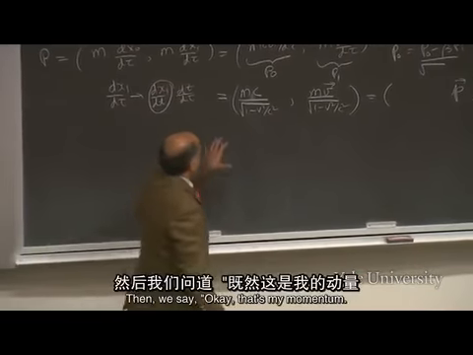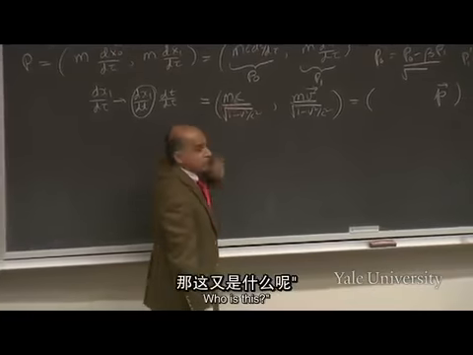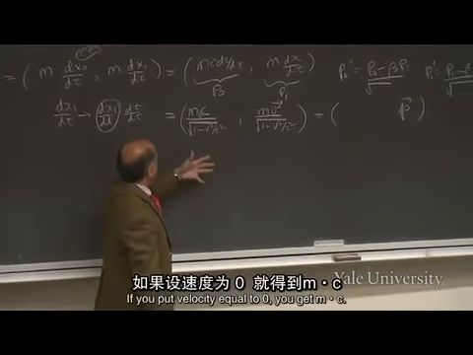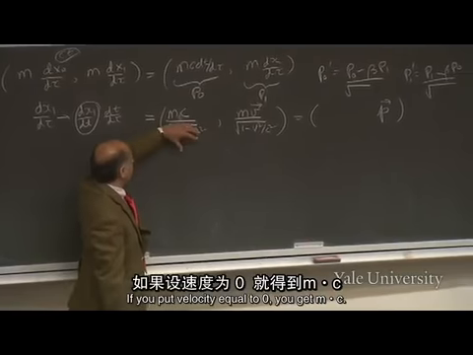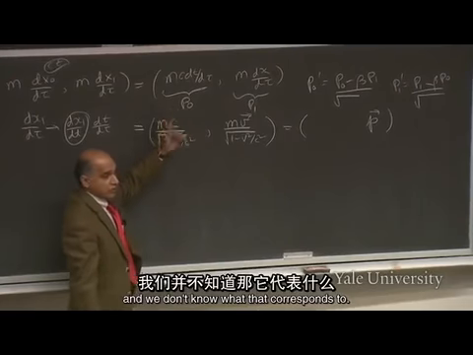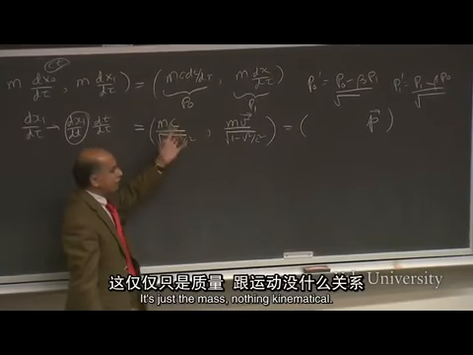That's good. Then we say, okay, that's my momentum. Who is this? I expanded this out for small velocity. If you put velocity equal to 0, you get mc. That looks like just the mass, and we don't know what that corresponds to. It's just the mass, nothing kinematical.